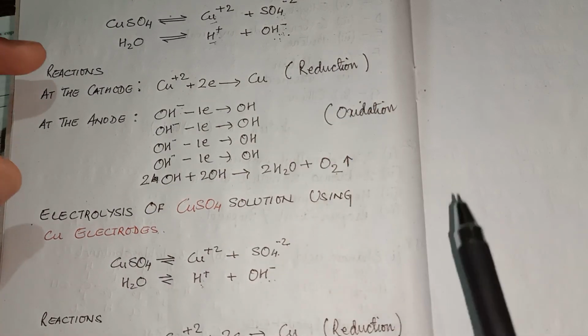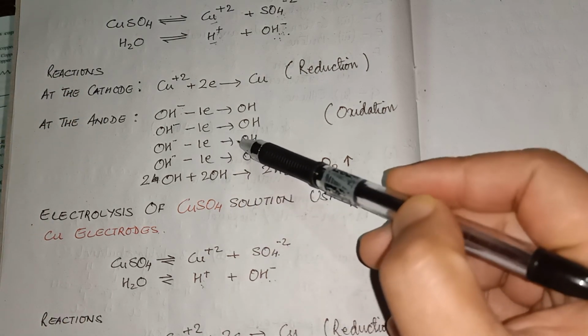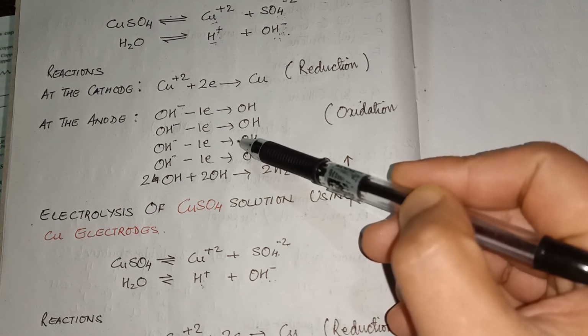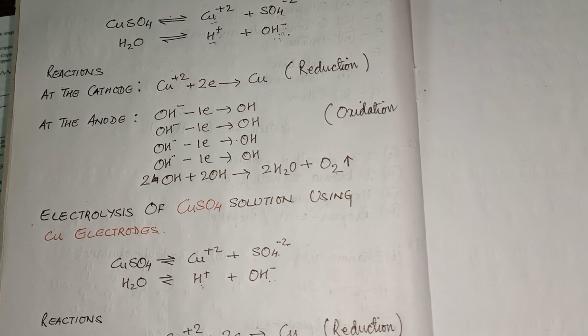So the difference between these two reactions which we can observe is that the blue color of the electrolyte fades with the passage of time in this particular electrolysis, whereas in this electrolysis the blue color of the electrolyte remains intact. Am I clear, boys?